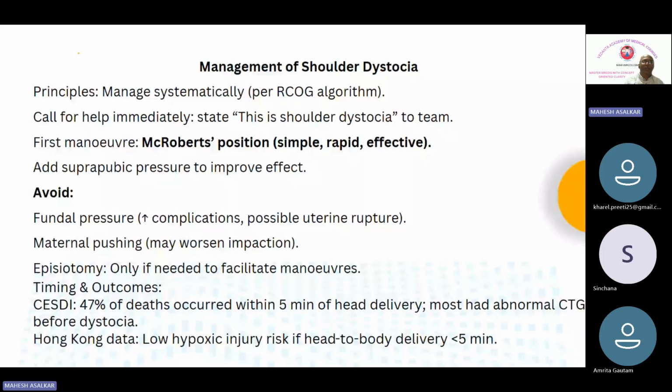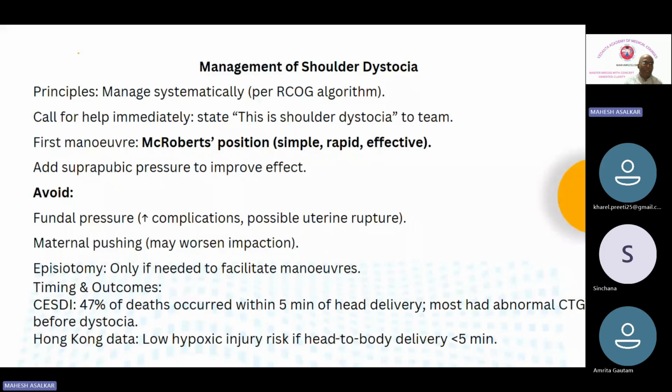Okay. Now coming to the management of shoulder dystocia, what are the principles? We have to go as per the algorithm. First is always call for help. Okay, you have to state this is a shoulder dystocia. Okay, you have to call your team. The first maneuver will be the McRoberts maneuver, which is simple, rapid, and effective. Add suprapubic pressure to improve the effect. Suprapubic pressure is also called the Rubin 1 maneuver. Okay, so Rubin 1 is combined with McRoberts. The first is McRoberts, then comes Rubin 1. These are simple, rapid, and effective first line techniques.